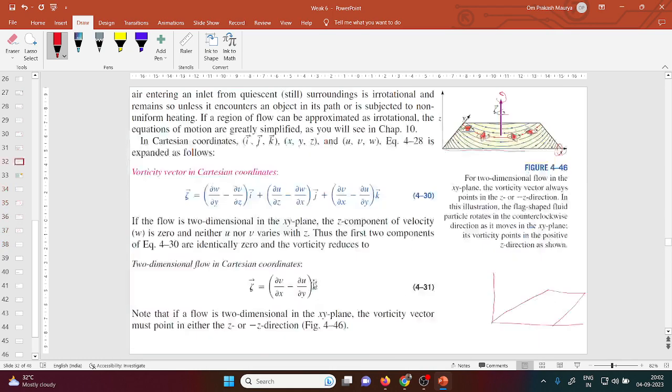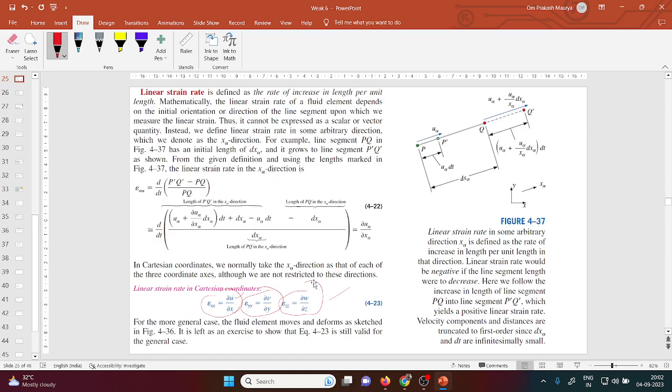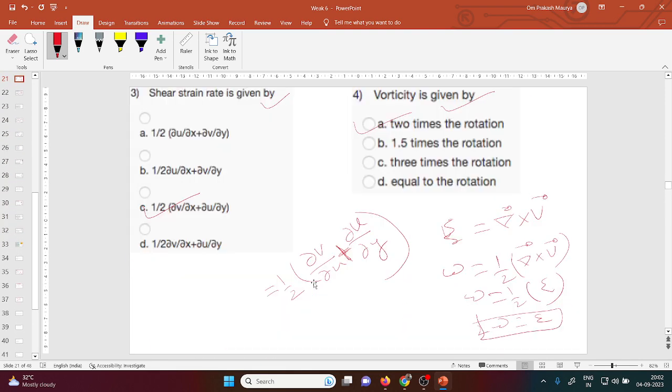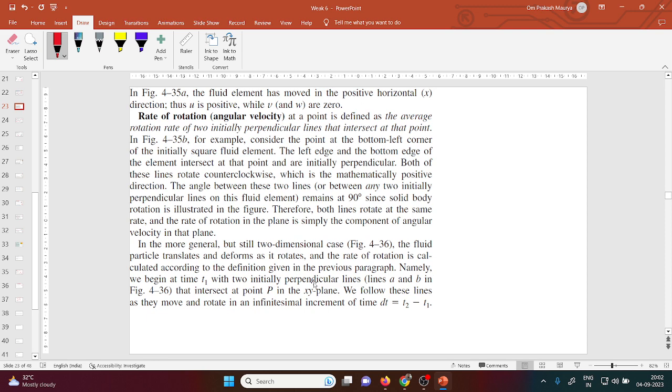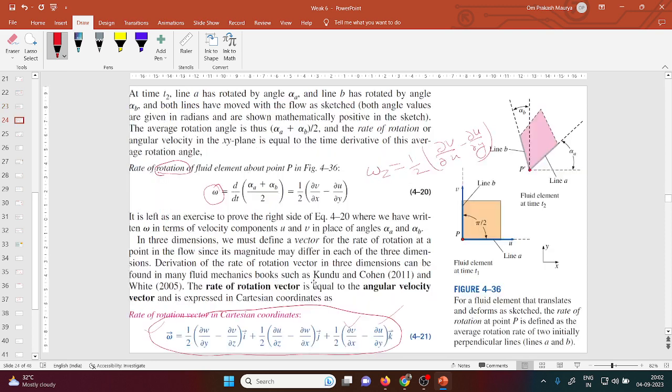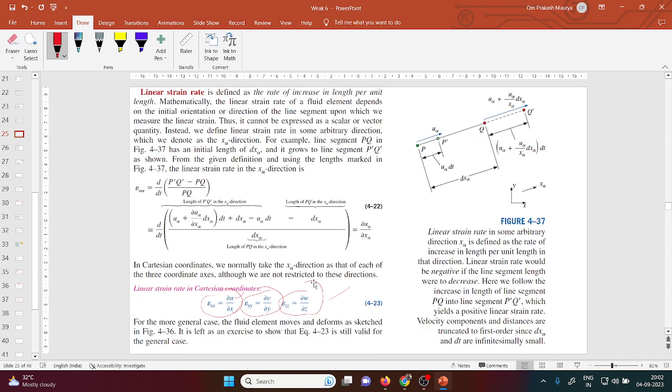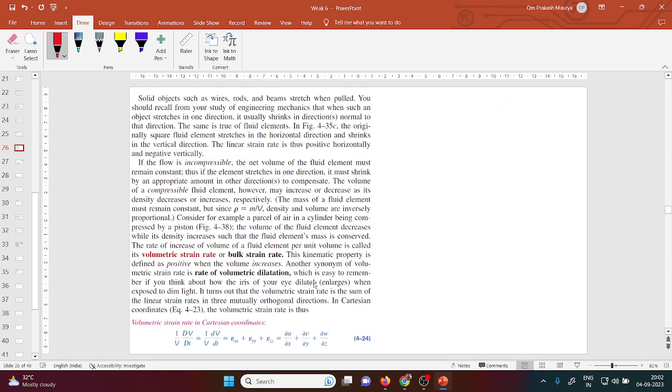And if you want to take the screenshot of the concepts, you can take from here. Yes, so other kinematic descriptions, because from here I have gone a little bit fast, and this, you can take the screenshot for this also. If you go through these concepts, your concept will definitely be clear about fluid kinematics.